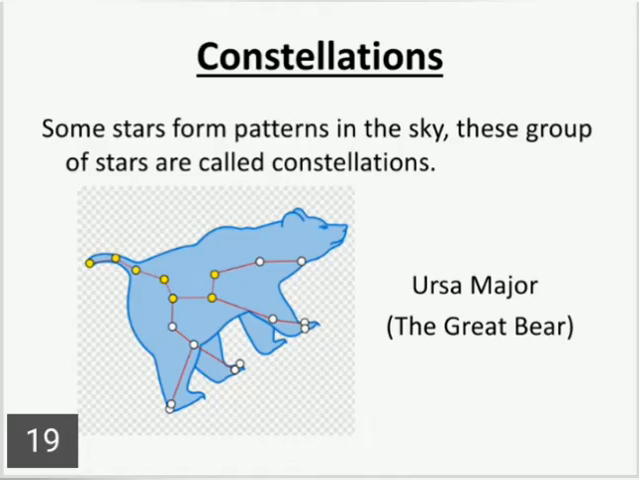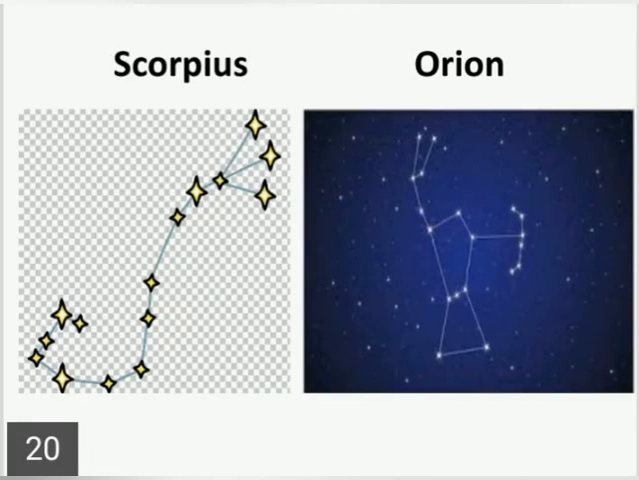Now, what are constellations? Some stars form patterns in the sky. These groups of stars are called constellations. Now, different constellations have been given different names. Like this one you can see in the picture is called Ursa Major or the Great Bear. In this picture you can see two more constellations. One is Scorpius and the other is Orion.